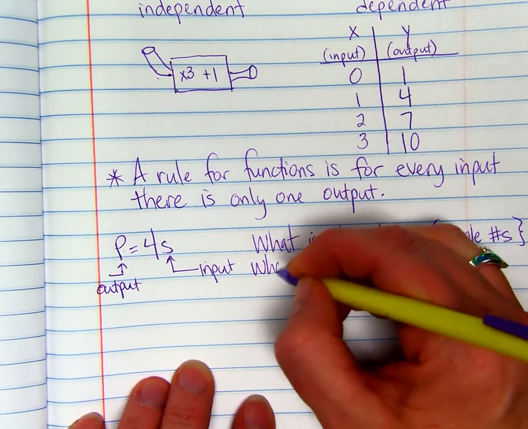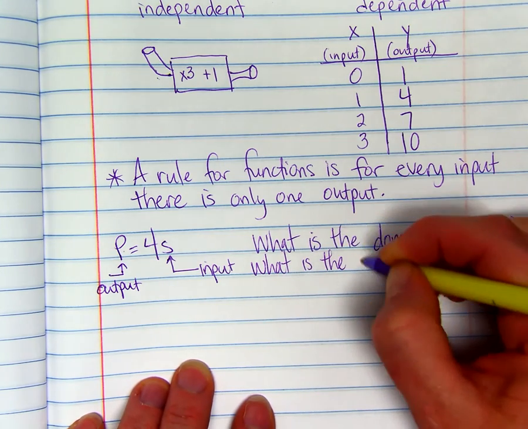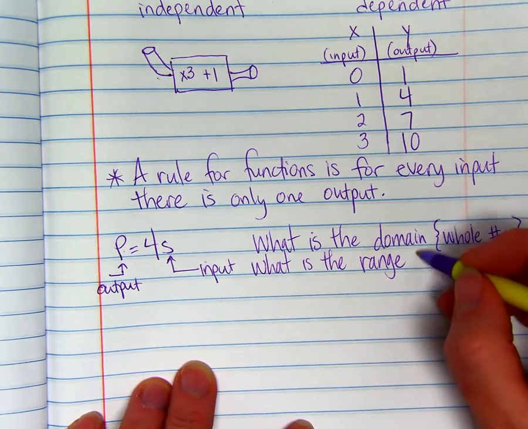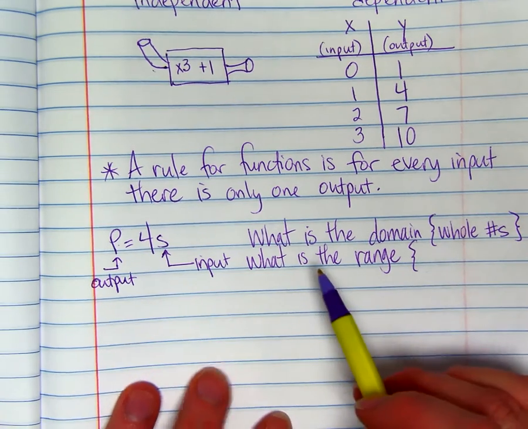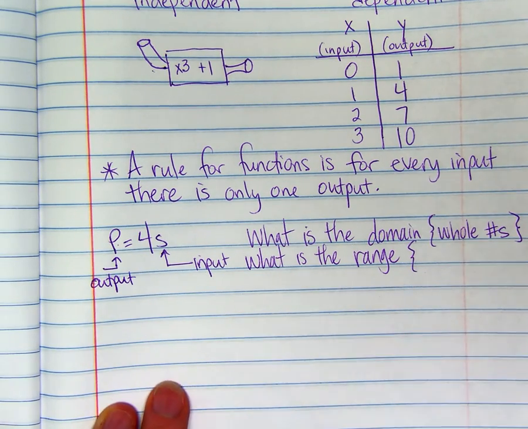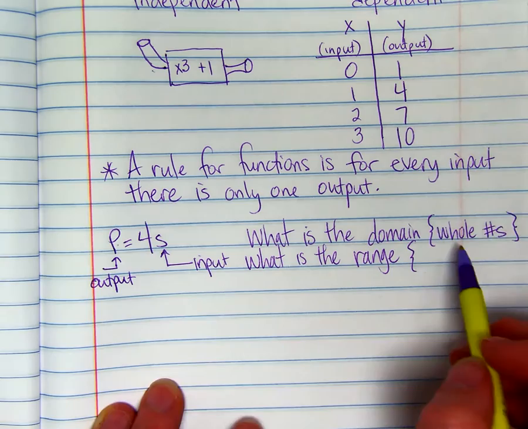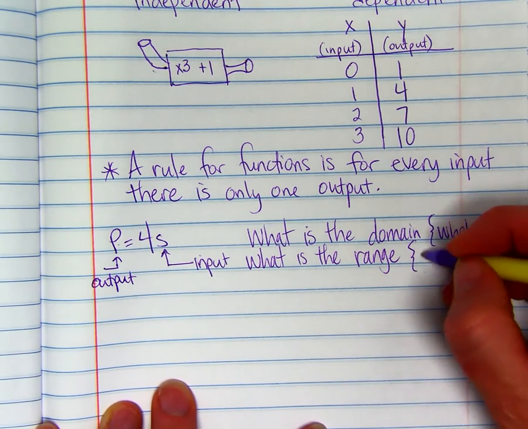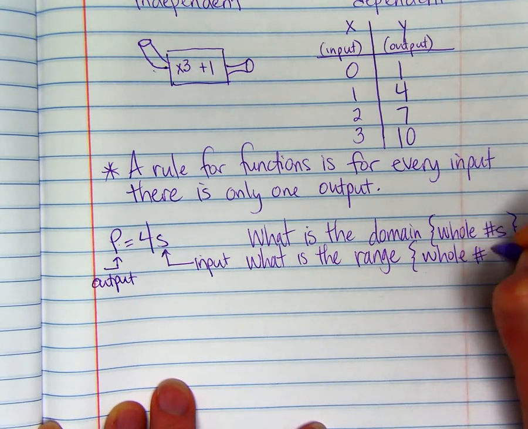What is the range? Well, the lowest number we're going to get is 0, and then it can go up from there depending on what number we put in. So this is also going to be the whole numbers.